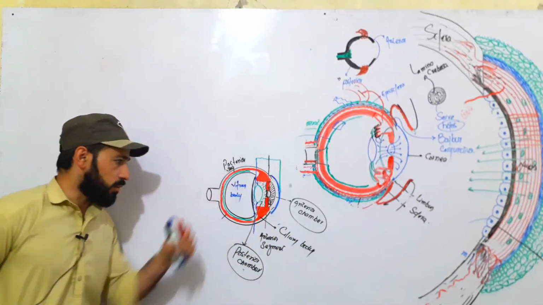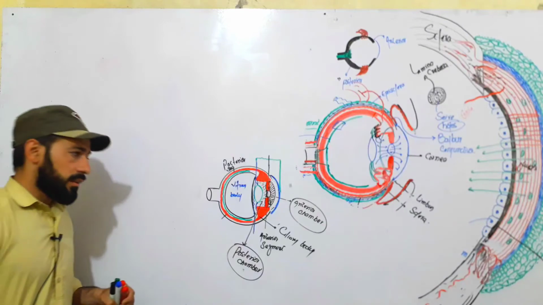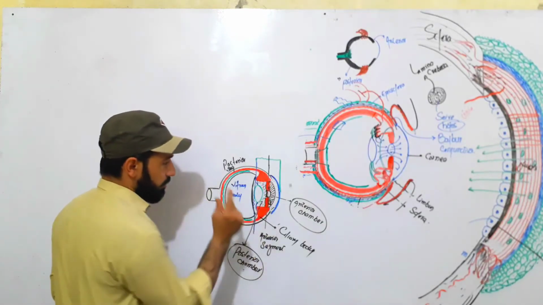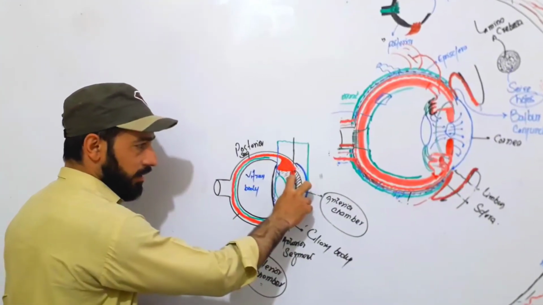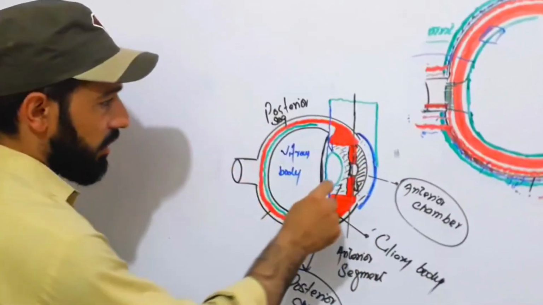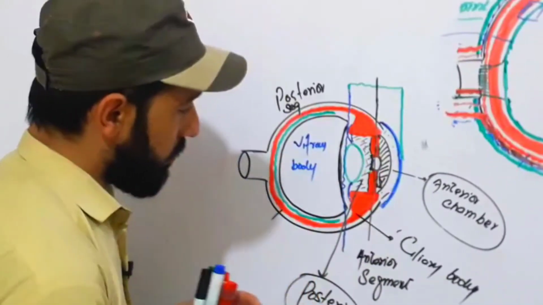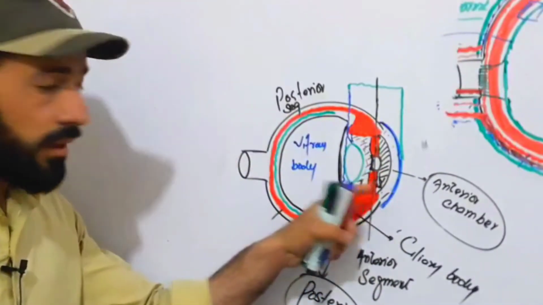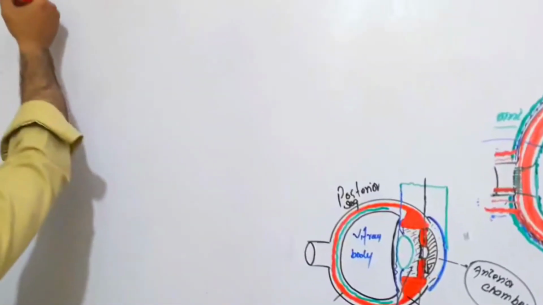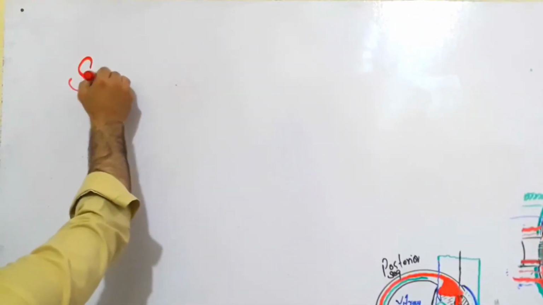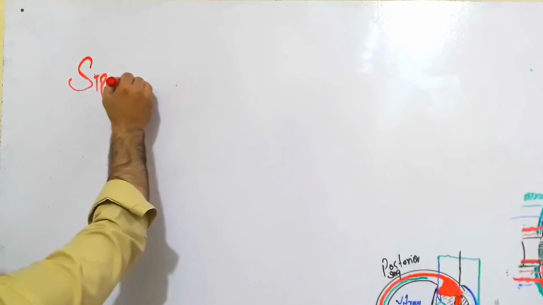Let us discuss the structure of the iris in detail. In the previous lecture I introduced the iris. You can go and watch that lecture also to have knowledge from the beginning about the iris. Now let us go into the detailed structure of the iris.